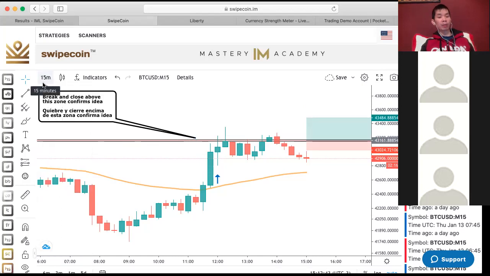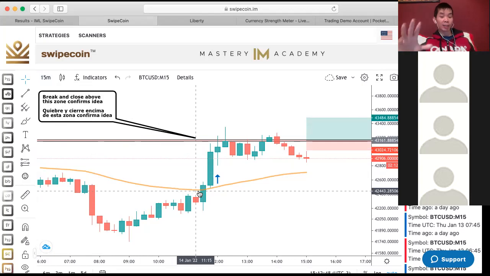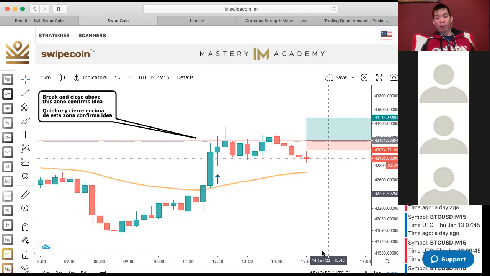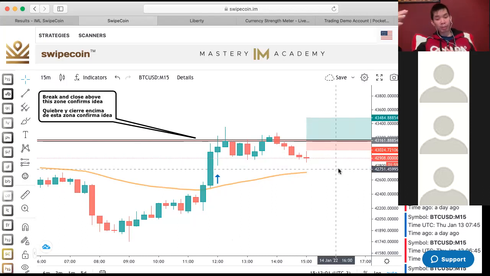So you see up here 15-minute. Every candle will represent 15 minutes. Right now, you guys can see this little countdown here. There's about 2 minutes to go until the next candle opens.